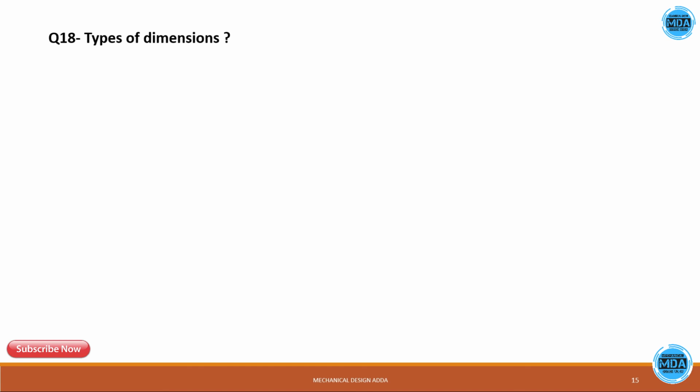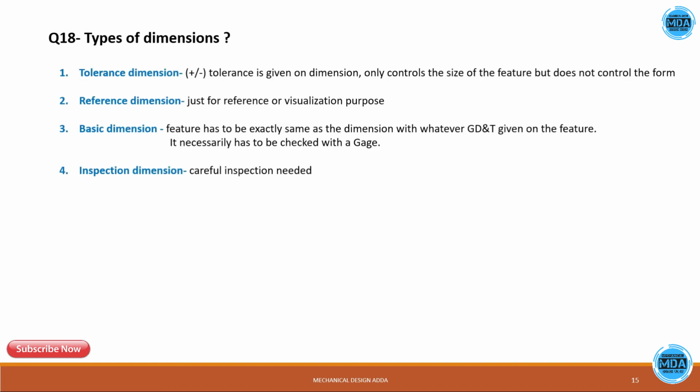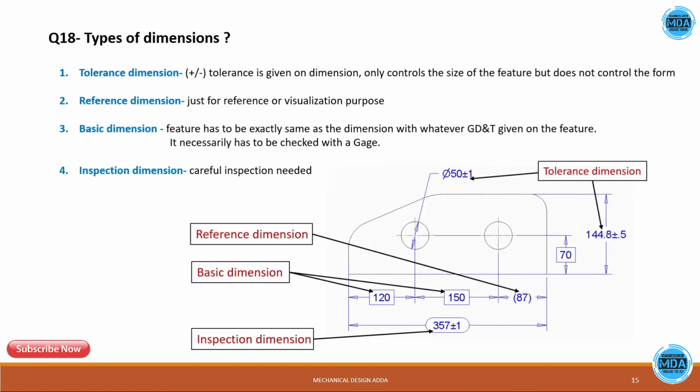The next question is, what are the types of dimension in engineering drawings? There are 4 types of dimension in engineering drawings: first is the tolerance dimension, that is plus or minus dimensioning, then the reference dimension, the basic dimension, and the inspection dimension. When we apply a plus or minus tolerance to the dimension, that dimension is called a tolerance dimension.